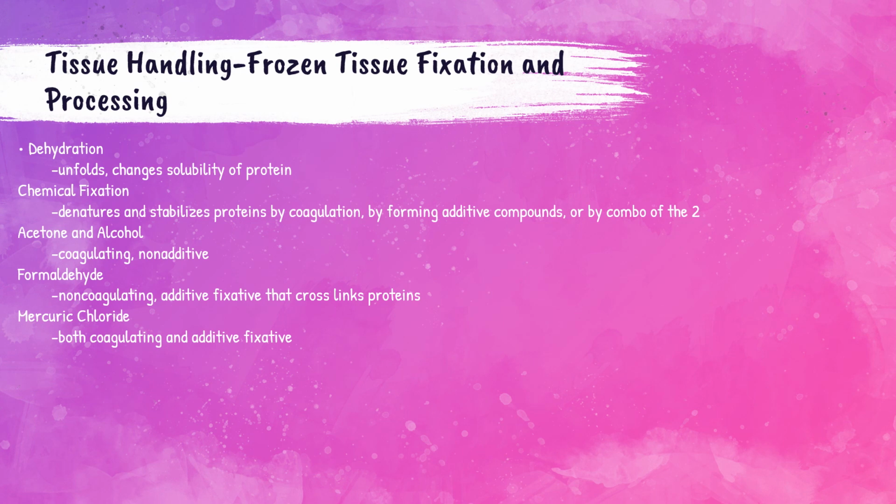Dehydration of tissue and chemical fixation are two of the major categories of tissue fixation. In dehydration, the proteins unfold and their solubility changes. The fixation of tissues with chemical reagents denatures and stabilizes proteins by either coagulation or by forming additive compounds, or of course a combination of both. Acetone and alcohol are coagulating non-additive reagents. Formaldehyde is a non-coagulating additive fixative that cross-links proteins, and mercuric chloride is both a coagulating and additive fixative.